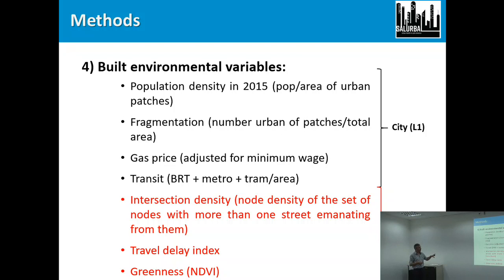And at the sub-city level, we have intersection density, which is also a measure of urbanization, the local density of streets, so each street connects to another on a node. We have a measure of congestion, the travel delay index, and greenness, the NDVI, which is the normalized difference vegetation index.